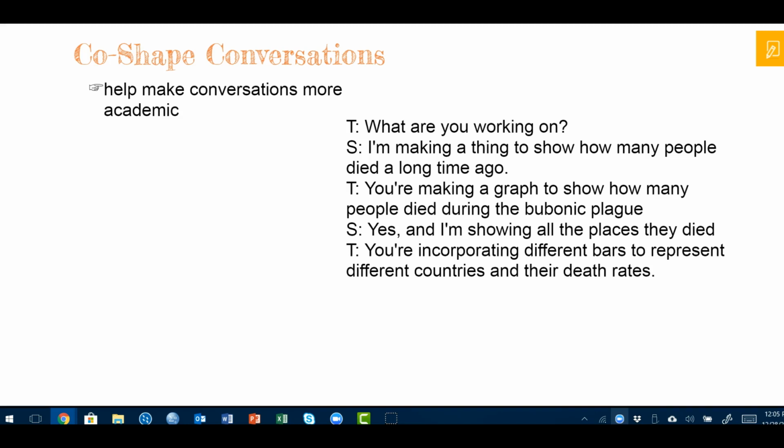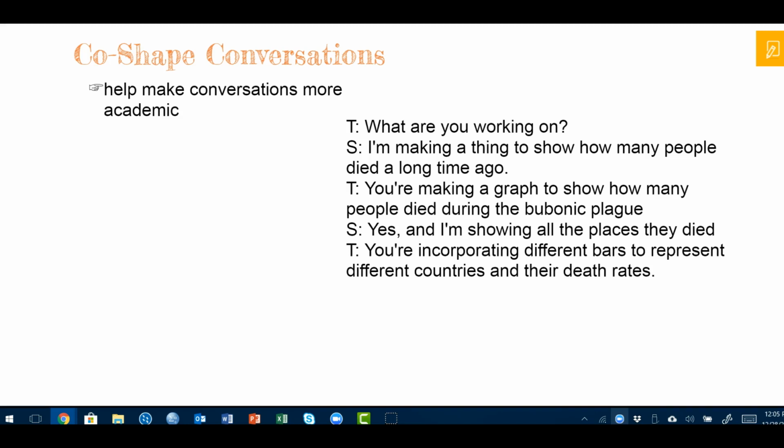And then she gives language for what that graph is about, to show how many people died during the bubonic plague. And the student says, yes, and I'm showing all the places they died. And so the teacher's looking at this graph and saying, okay, I see what you're doing here. Teacher says, all right, you're incorporating different bars, right? It's a bar graph. You're incorporating different bars to represent different countries and their death rates. And this example could even be a little bit better, right? During the bubonic plague, or during specific years, all right?